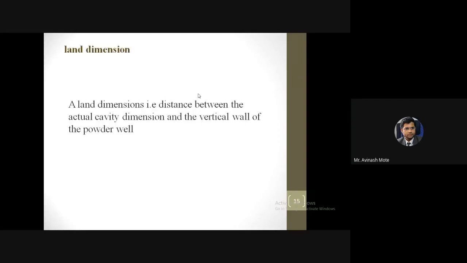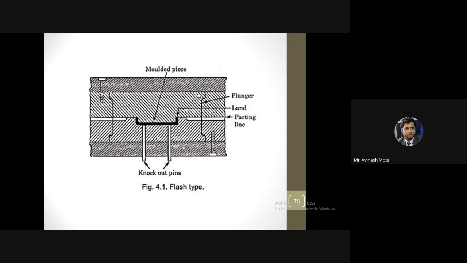Okay, and the next one is the land dimension. A simple parameter. Land means for the landing purpose. Land dimension is the distance between the actual cavity dimension and the vertical wall of the powder well. Don't get confused, I will show it to you here. For landing purpose. See here, this is the actual cavity dimension and this is the extra space provided. So in this case, here is the land, or this is the land surface.